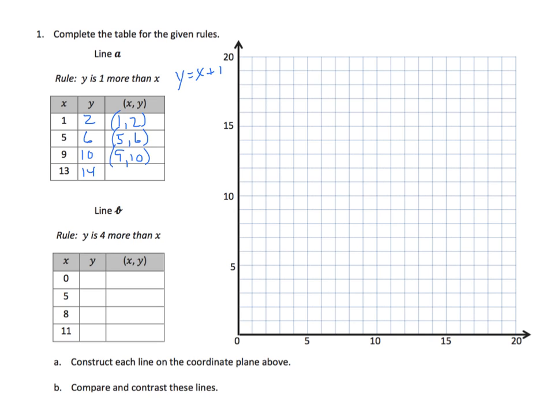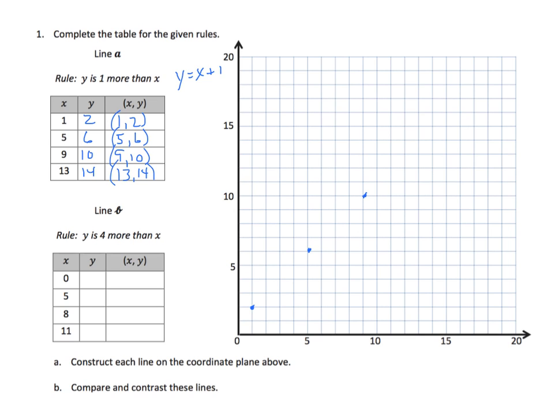And then we'll plot these ordered pairs on our coordinate plane. Start with 1 and 2. And then we have 5. The y is 6. And now we have 10. Or excuse me, 9. And y is 10.